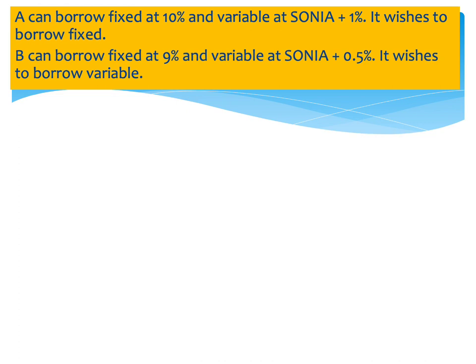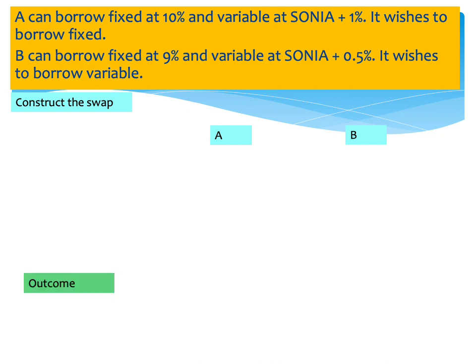Now, once you've got to that stage and we've decided what the gain is going to be, and we know which business is borrowing which sort of loan, then you can finish off by constructing the swap. Now, there are lots of different ways of doing this, but the way that I always find the easiest and that tends to flow best for students is give yourself a couple of columns, one for each company. So I've got a column for A and a column for B. Leave yourself a few lines and then write down the outcome.